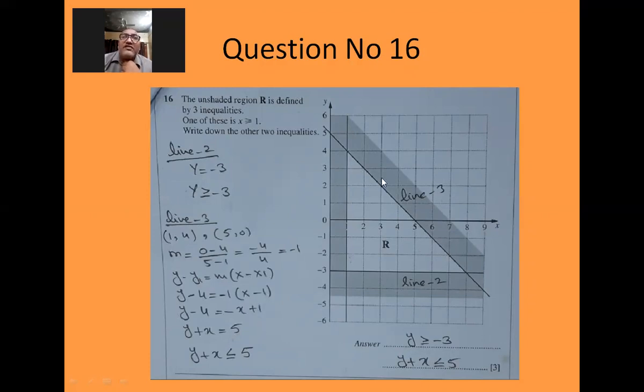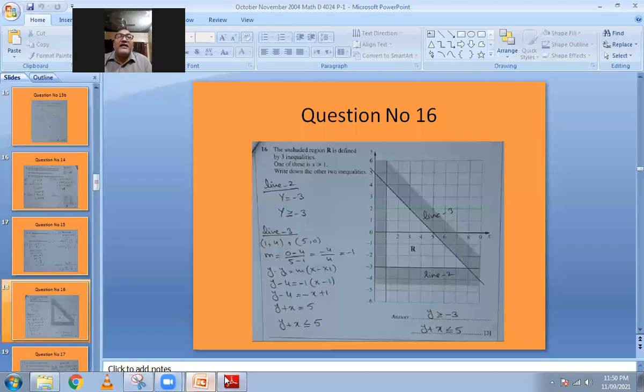So this is the equation of this line, and if you look carefully, the required area is below this line. If the required area is below your line, then the crocodile's back will be towards the y. So in place of the equals sign, I write y plus x is less than or equal to 5. This is how you write the inequality, because this area is below line number 3. So this was question number 16. Hopefully you understand, and let's go to the next part.